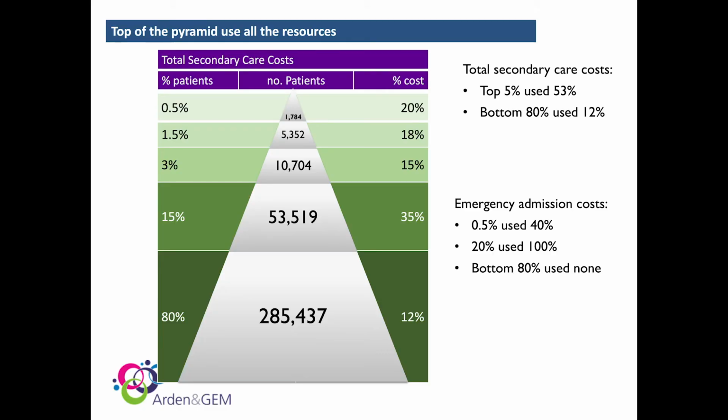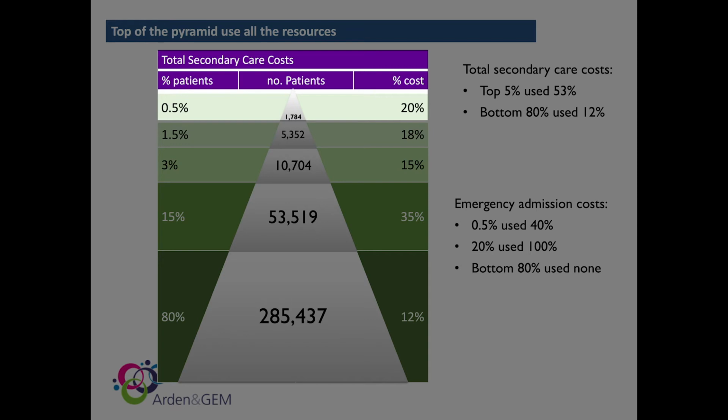So what I want to look at next is how you can use population health data to understand more about your population. And I'll talk about 3 key lessons we've learned from looking at the data. These would be that the top of the pyramid uses all the resources, multimorbidity is normal, and it's not just about age. So yes, the top of the pyramid uses all the resources.